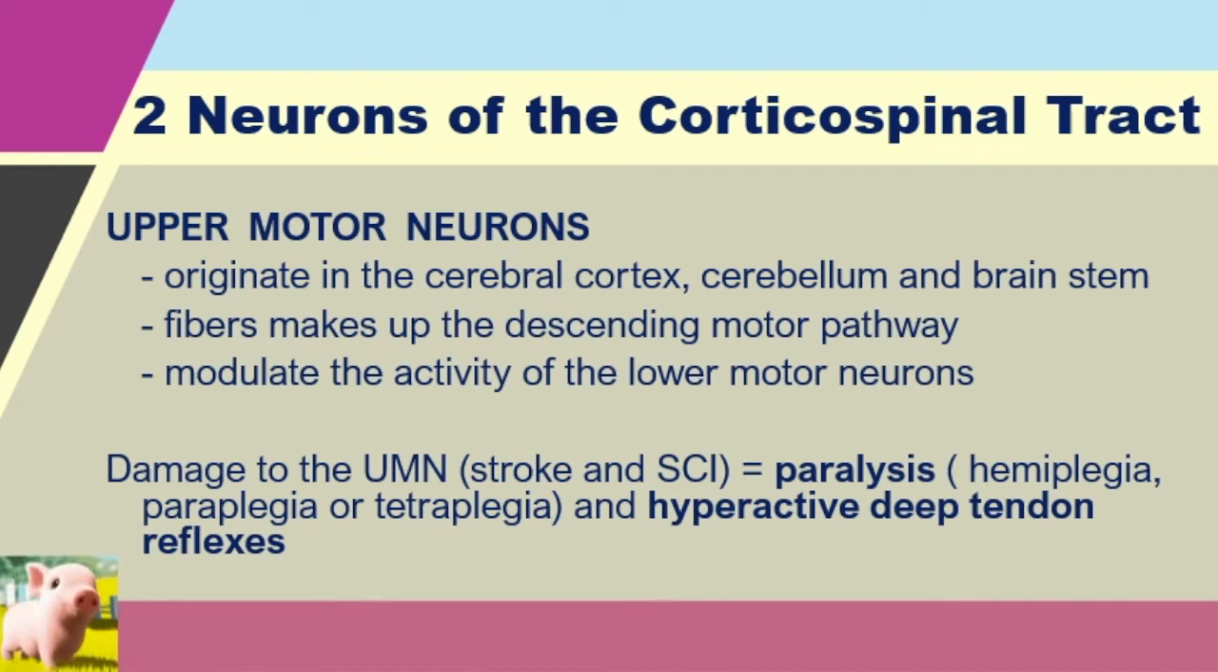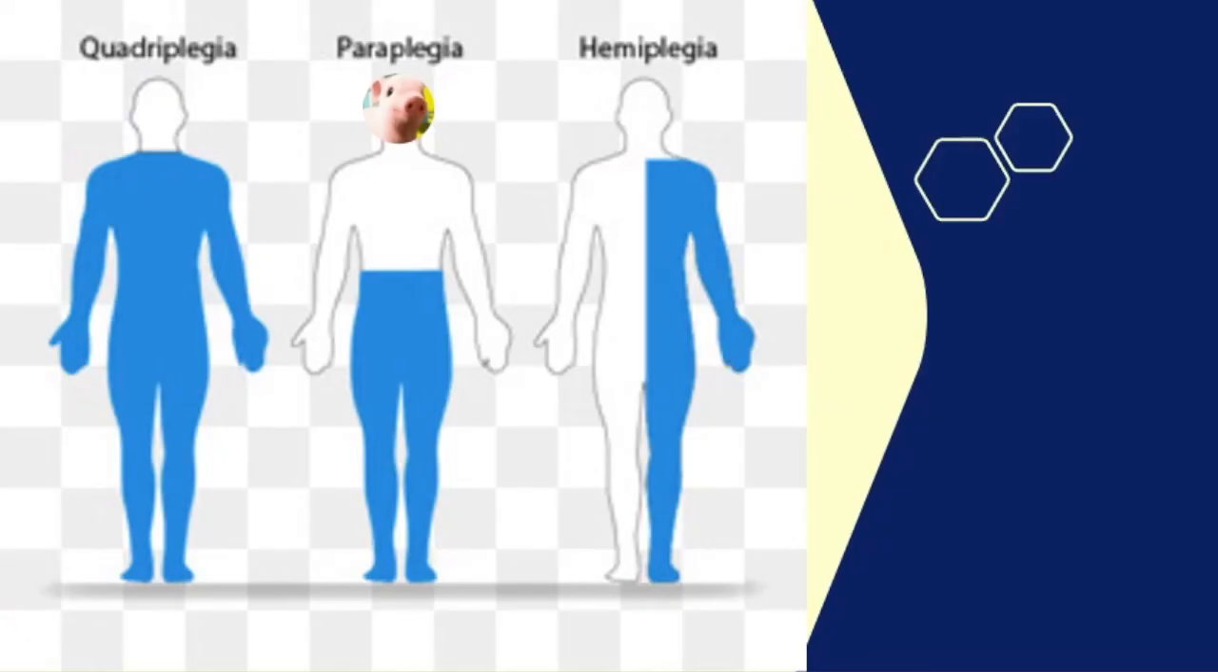Now, let's go to your lower motor neurons for us to differentiate. Class, by the way, this is an illustration of your quadriplegia, also known as your tetraplegia, then you have your paraplegia, and then you have your hemiplegia. I mentioned that quadriplegia is usually associated with damage on the cervical vertebrae, or your cervical part of your spinal cord. Your paraplegia is usually associated with damage on your thoracic and then your lumbar part of your spinal cord. Whereas class, your hemiplegia is usually brought about by damage on the brain itself.